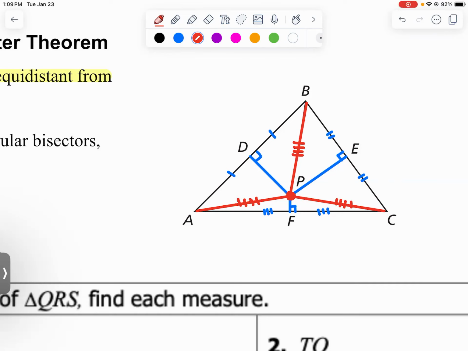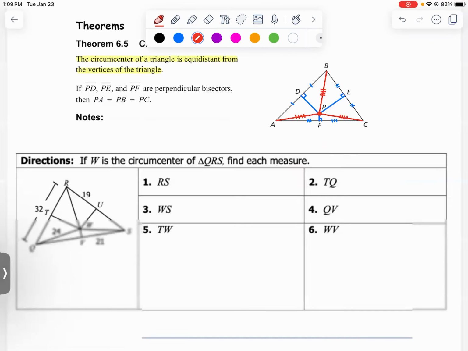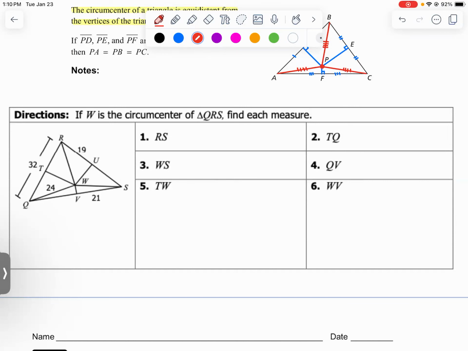So, in your folders, you have this cute little thing, I think on page 4.